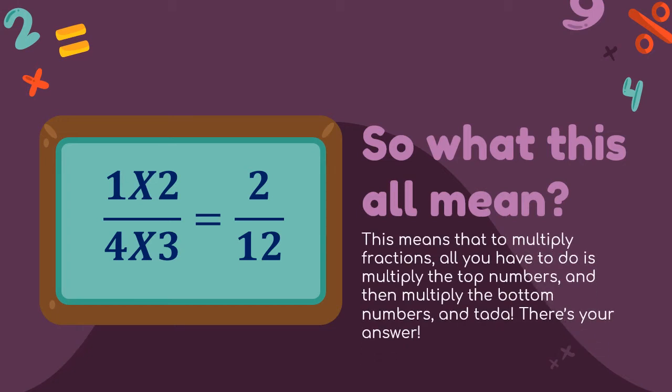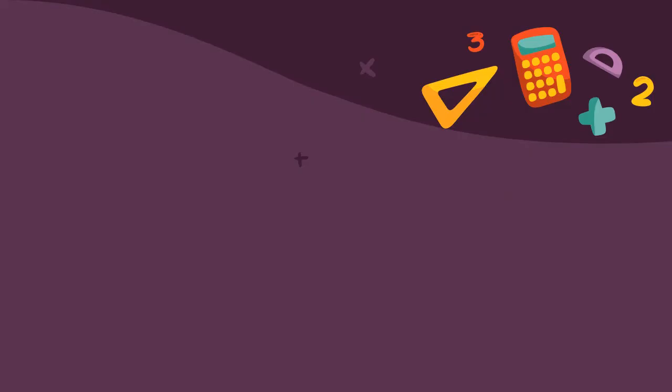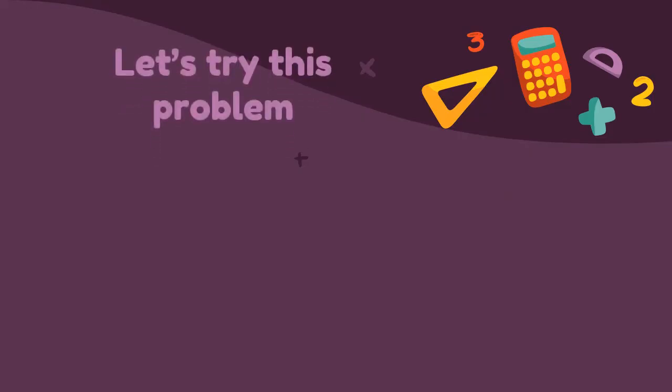So what does this all mean? It means that to multiply fractions, all you have to do is multiply the top numbers and then multiply the bottom numbers, and tada, there's your answer. As always, let's see an example. Let's try this problem: 2/3 times 4/5 is equal to.